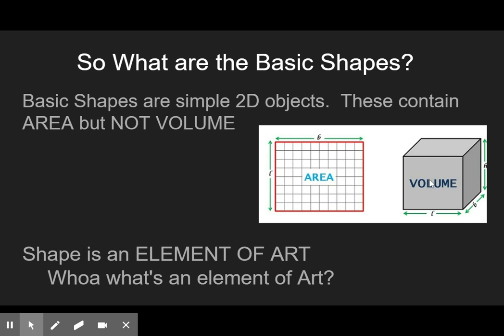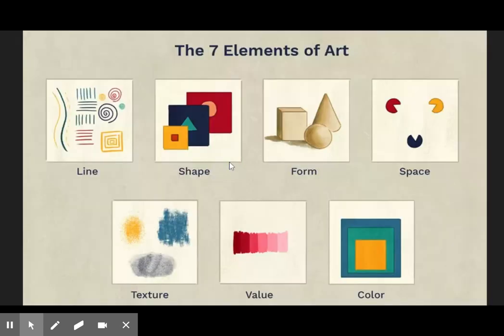All right. So volume means it is three-dimensional, 3D, but we're going to be using area. We're going to be using shapes. So shapes are flat, and forms have volume. They're called forms, and we'll get to those in another lesson. Shape is an element of art, as is form. And some of you might remember elements of art from last year. Some of you may not, and that's okay. We're going to talk about that.